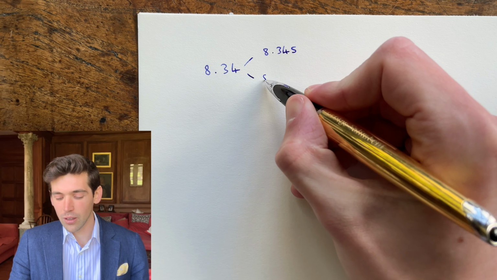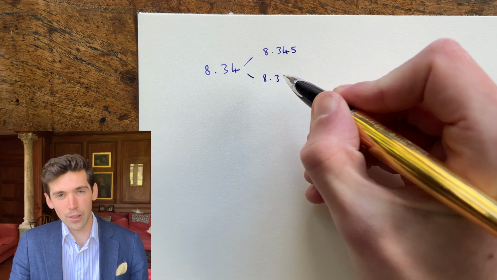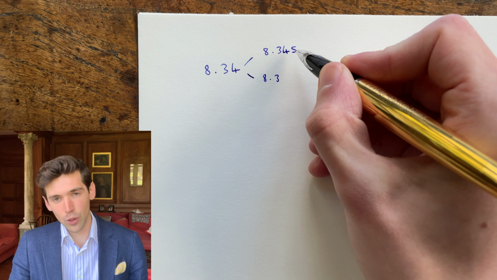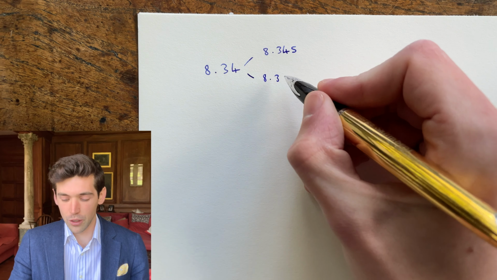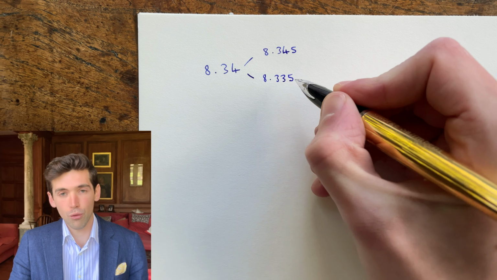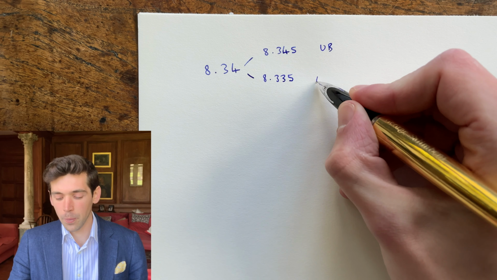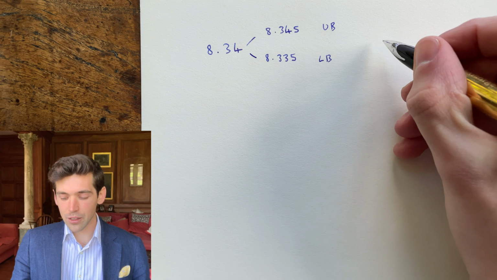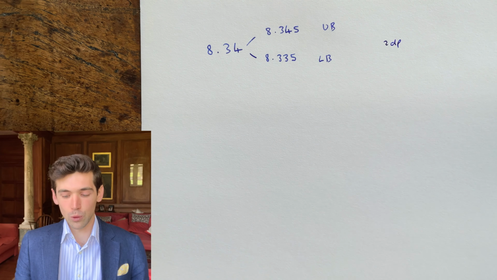This always works. And if you go below, you subtract the same amount. So instead of adding 0.005, you subtract 0.005. In this case, we get 8.345, that's the upper bound, and 8.335, that's the lower bound. Now that's correct to 2 decimal places.